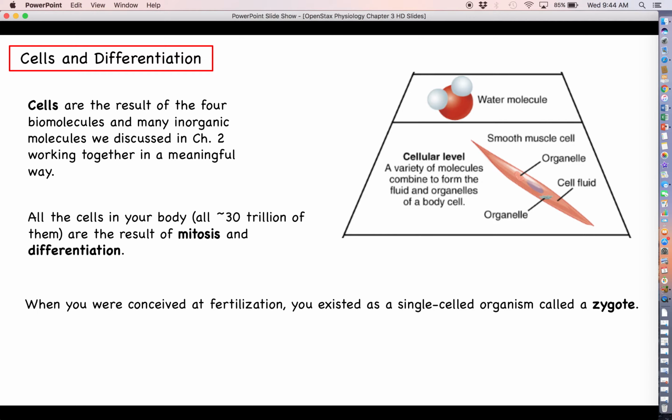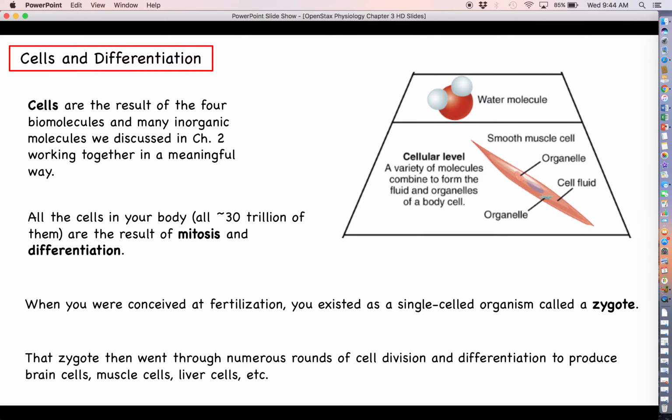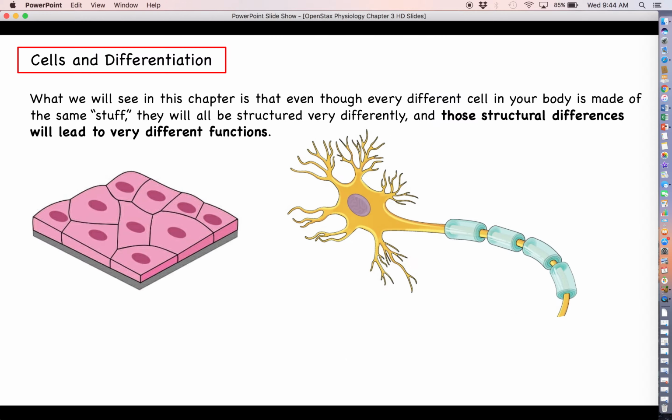We also covered how when you were conceived at fertilization, you existed as a single-celled organism called a zygote. Many rounds of mitosis produced more and more and more cells, so that's how you go from 1 to 2 cells to 4 cells to 8 cells and so on. And then differentiation causes cells to become specialized into things like brain cells, muscle cells, and so on.